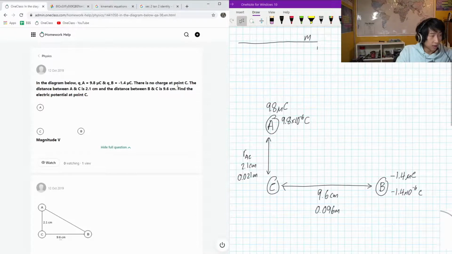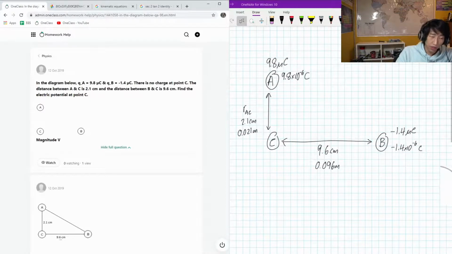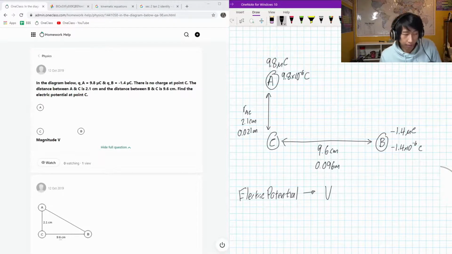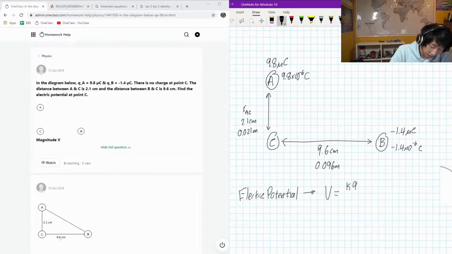The question is asking us, find the electric potential at point C. So to do this, what we have to do is use the electric potential equation. It looks like this. It's represented with the letter V. It's also commonly referred to as voltage. But we say electric potential for these electrostatic type of questions, and we say voltage more for electric circuits. But you'll see that plenty, I'm sure. To calculate this, this is just kQ over r. Oh, this distance, let's call this BC.